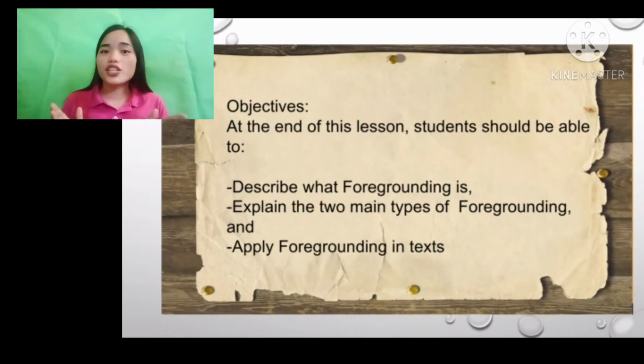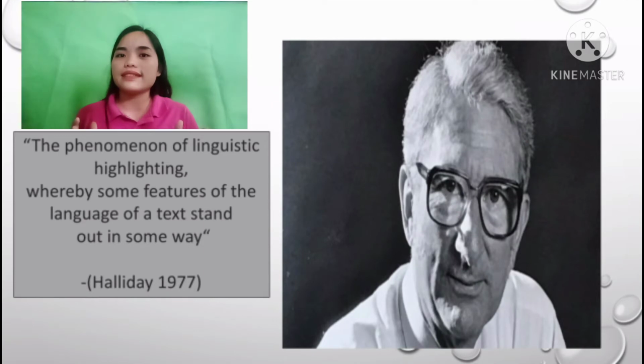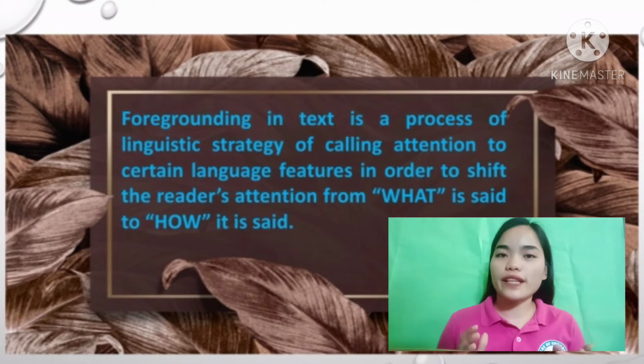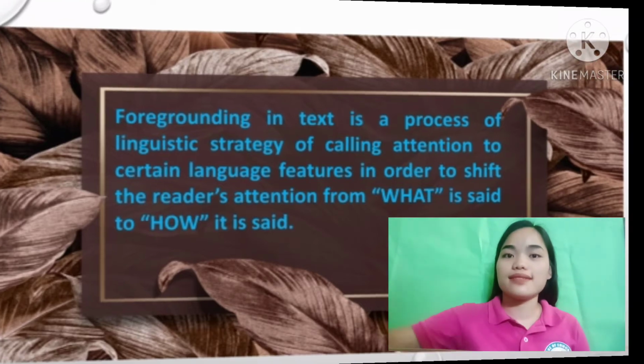At the end of this lesson, you should be able to describe what foregrounding is, explain the two main types of foregrounding, and apply foregrounding in text. M.A.K. Halliday defined foregrounding as the phenomenon of linguistic highlighting, whereby some features of the language in a text stand out in some way. Basically, foregrounding is a process of linguistic strategy of calling attention to certain language features to shift the reader's attention from what is said to how it is said.